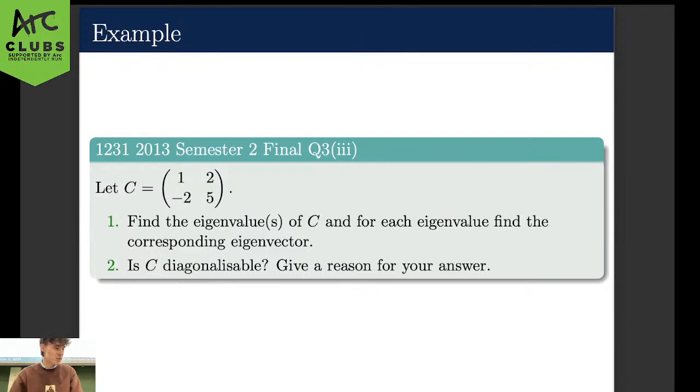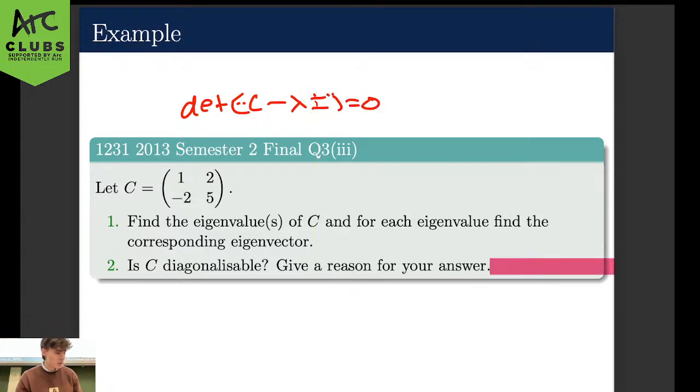So let's move on to a question. If we're working with some matrix C, the first part is to find the eigenvalues of C, and for each eigenvalue, find the corresponding eigenvector. To do this, remember the procedure. We said that the eigenvalues were the values of lambda which are the solutions to the characteristic polynomial, which was the determinant of C minus lambda I equals 0.